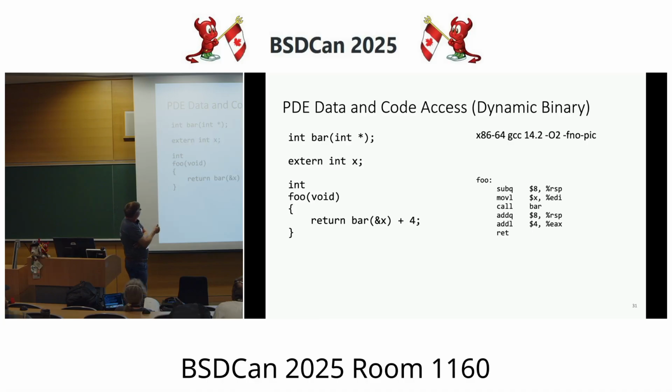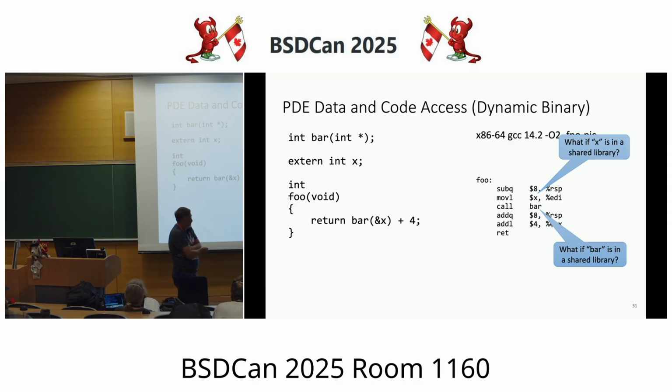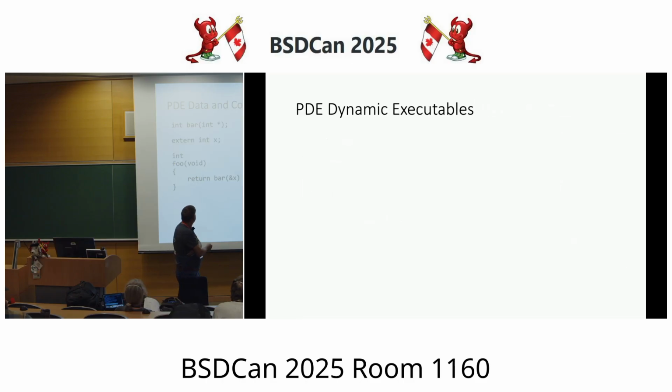So then, what if we're not doing a static binary, which was the first version I showed of the PDE? What if we're doing a dynamic binary? Well, it turns out the code generation is the same, because PDE is PDE. It doesn't really care if you're static or dynamic. So what if x doesn't live inside my binary? And what if bar is also not inside my binary? It's in a shared library, right? Because the code gen is assumed that it has the address.